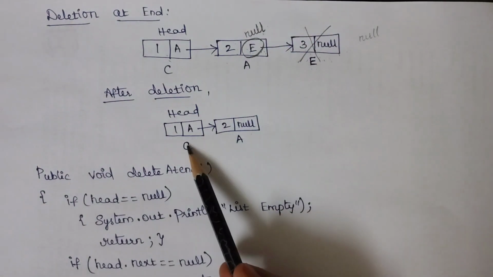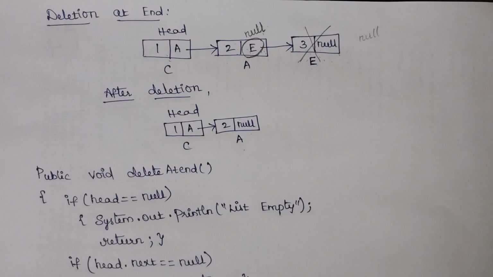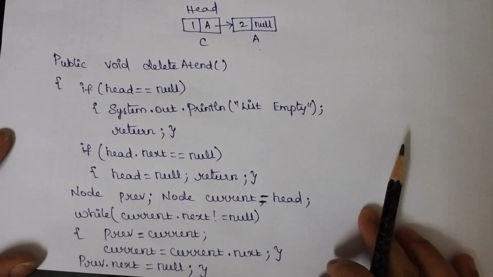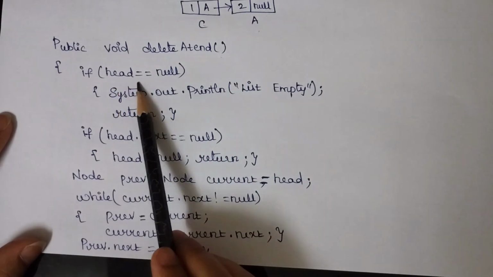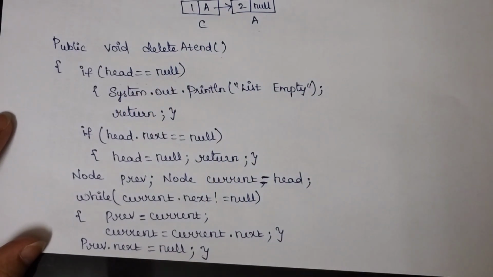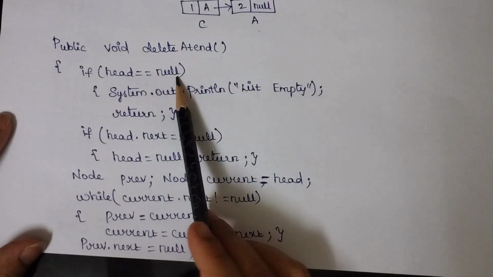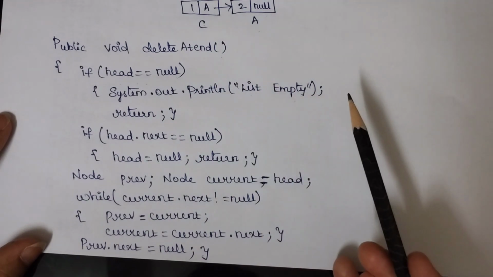Right? So after deletion, this will be my list. Okay, now we'll see how to write a code for this. So when you're performing deletion, obviously you need to check whether your head node is equal to null, that is, whether your list is empty. If your list is empty, you say your list is empty, you cannot perform deletion on that.